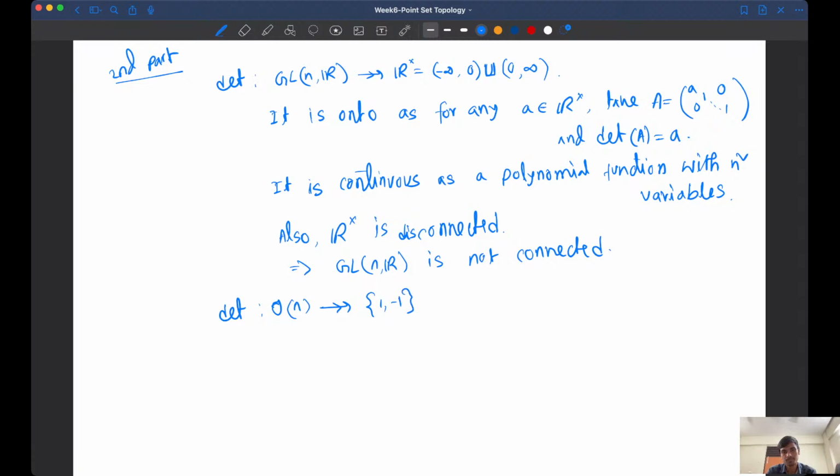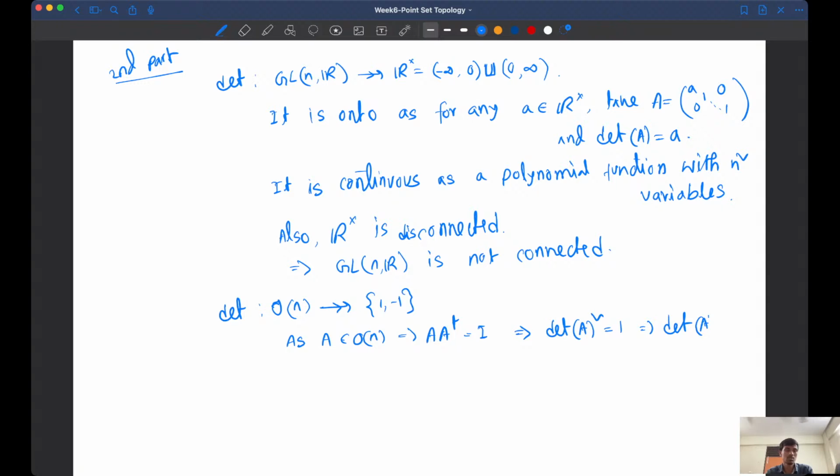So as A belongs to On implies A transpose A equals identity. This implies determinant A square equals 1, so determinant A equals +-1.